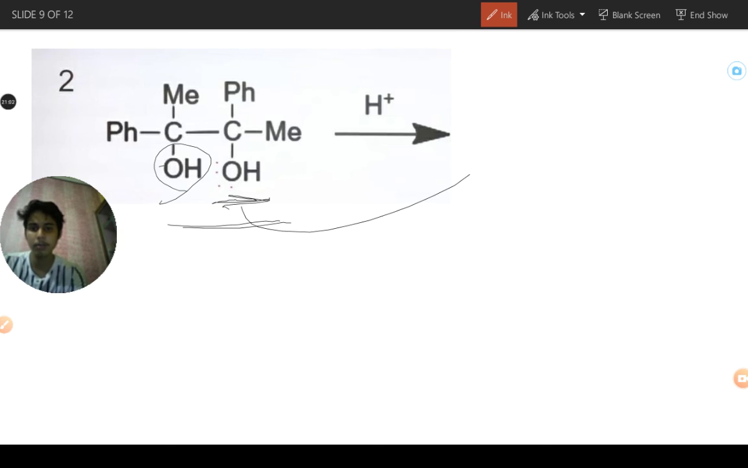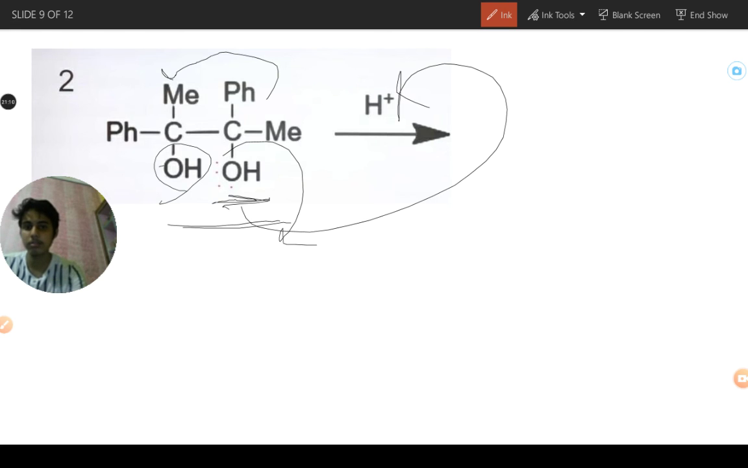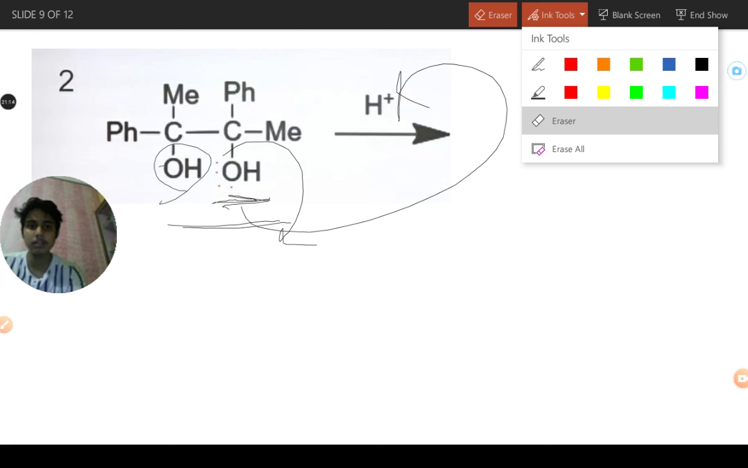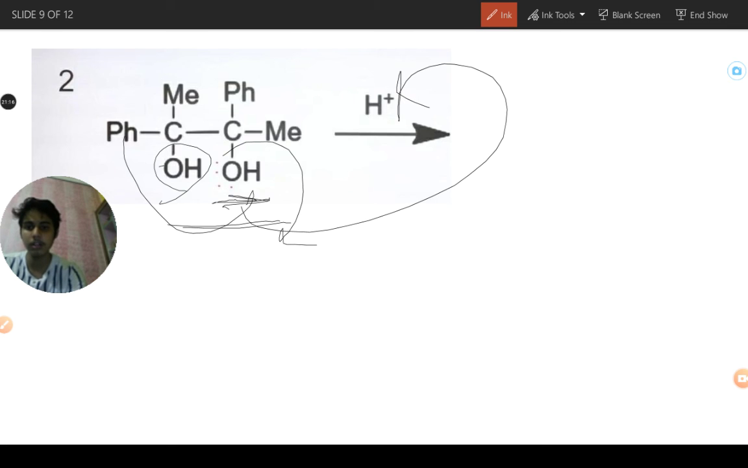The lone pair will attack the H plus, the water will be removed, and then you will see the phenyl shift over here. Sorry, the phenyl will be shifting from here to here, and the carbocation will shift towards this position, and your product will be formed. Here phenyl will migrate because phenyl has more shifting power. So this is a very important question that I have given in a slide.